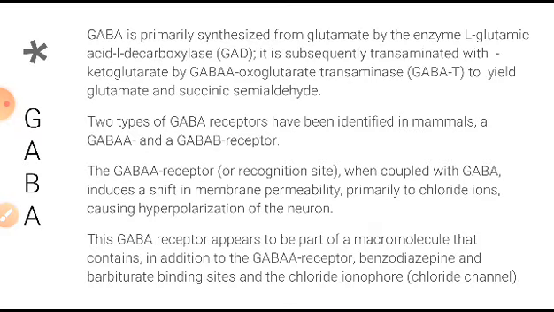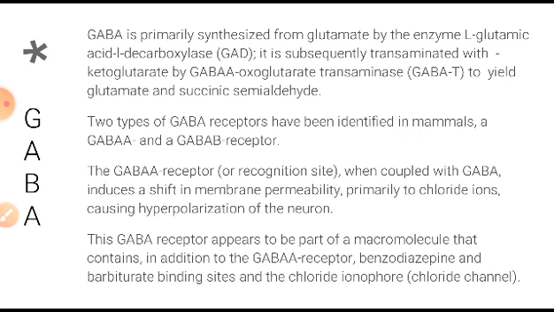Here I want to give you a little more information about GABA. That's why I put the star here. GABA is primarily synthesized from glutamate by the enzyme L-glutamic acid decarboxylase, which we call GAD. It is subsequently transaminated with alpha-ketoglutarate by GABA-transaminase, GABA-T, to yield glutamate and succinic semialdehyde. This is a little bit of the biochemistry about GABA.